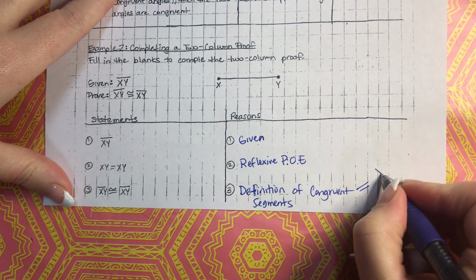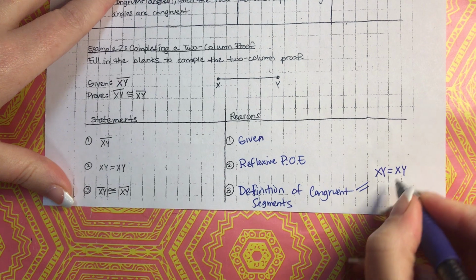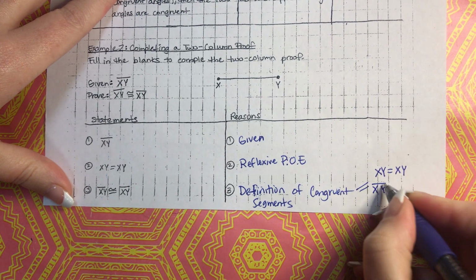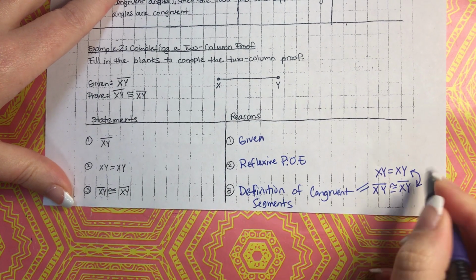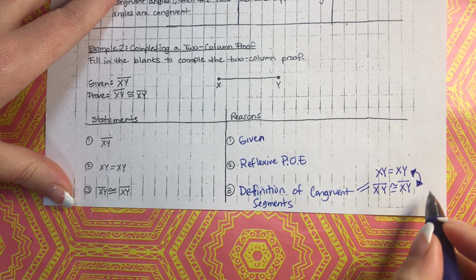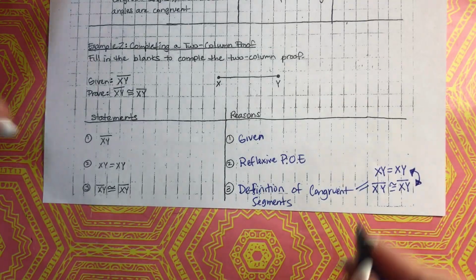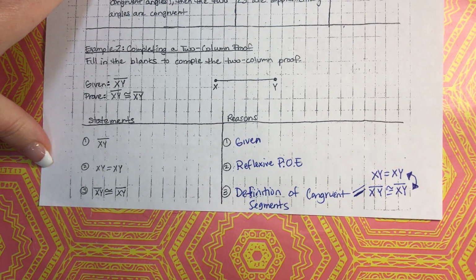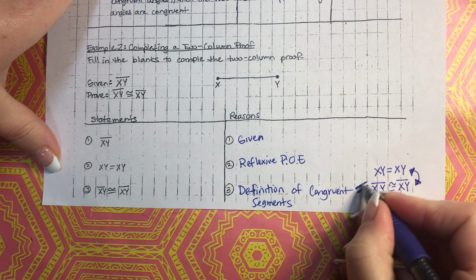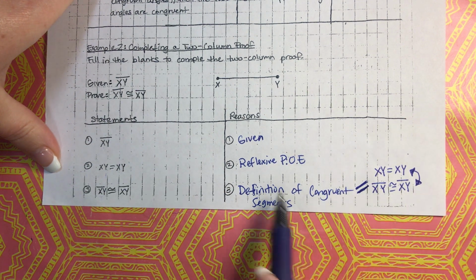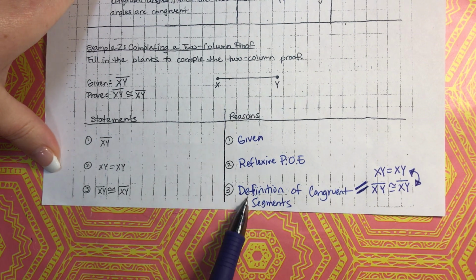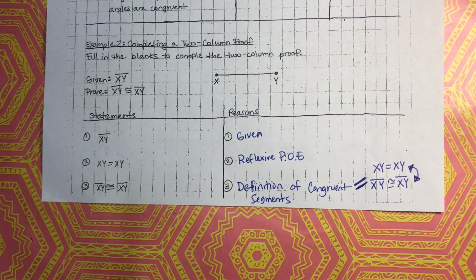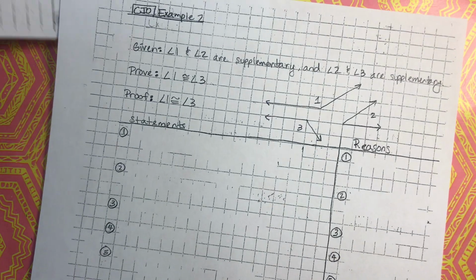So it looks like this. XY is equal to XY, and also line segment. You can go back and forth between these equal and congruent symbols because of the definition of congruent segments. So this is one you're going to use a lot. So go ahead and put it on a flashcard and memorize that definition of congruent segments, okay? So that's how this proof works. But the takeaway from this is learning the tool of definition of congruent segments. All right, let's move on to the next one.